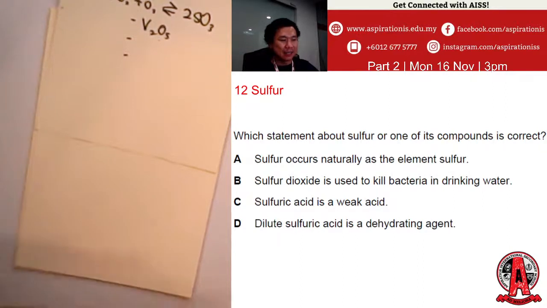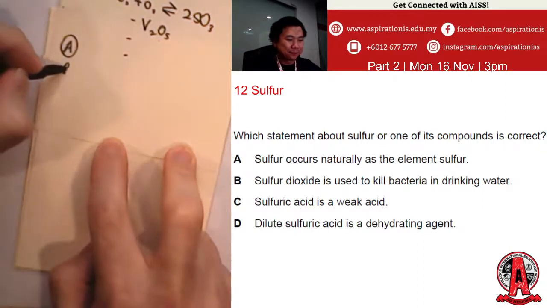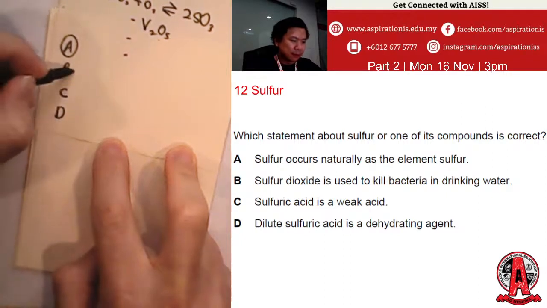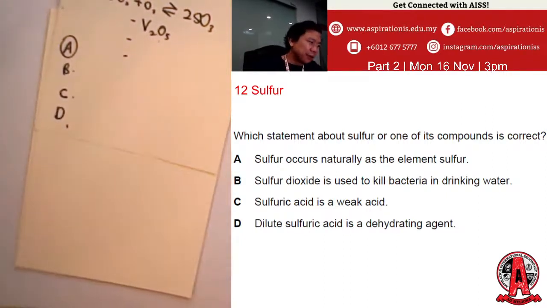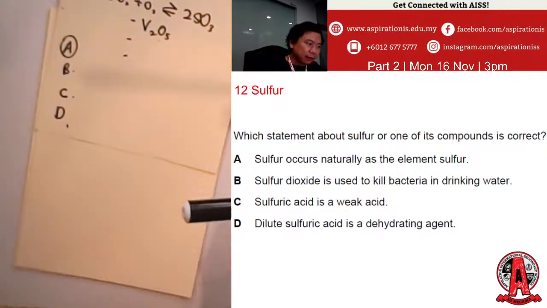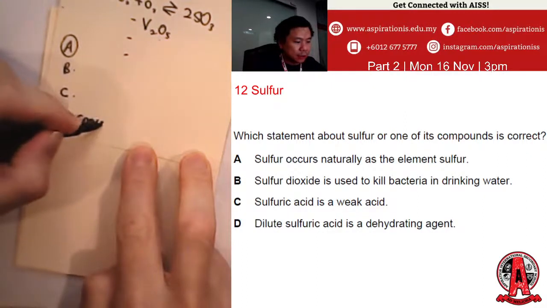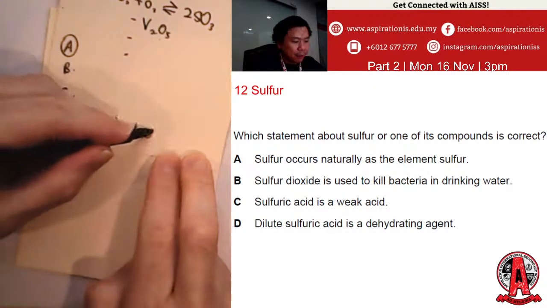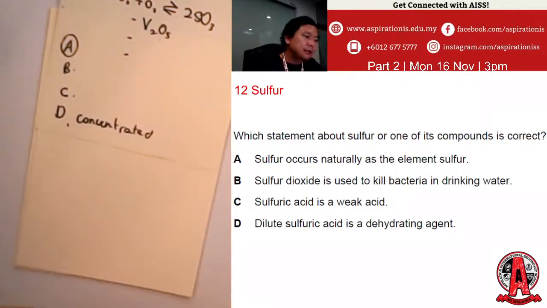Okay, the answer is A. Can you all help me? The answer is A. Can you please change this? Thank you, Zhao Han. So for D it's concentrated, right? Now for B and C, can you please key in the correct word to make B and C correct? Just like how Zhao Han wrote for D, can you please key in for B and C to make the sentence correct?